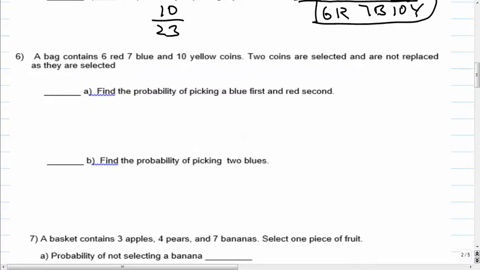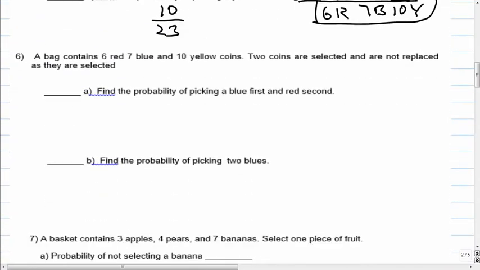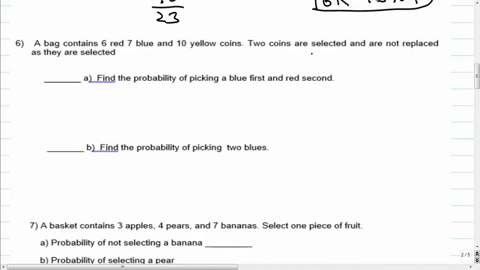Compare this to number 6. Number 6, a bag contains 6 red, 7 blue, and 10 yellows. But the only difference here is when I select a coin, I do not put it back. So what's the probability of getting a blue first and a red second? The probability of blue first and a red second.